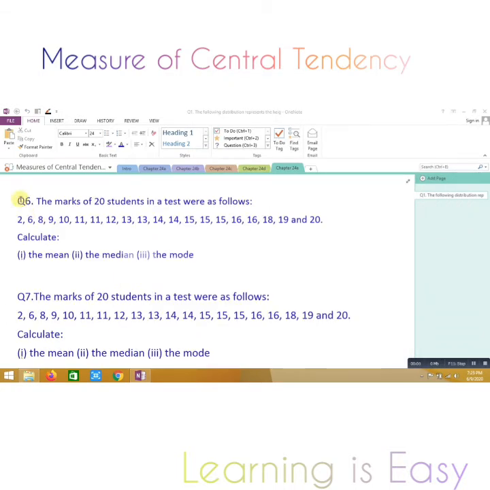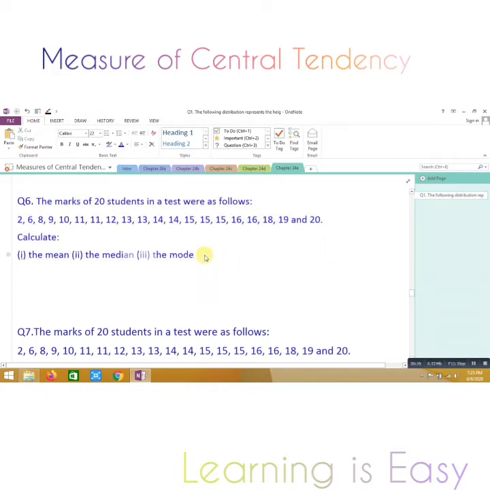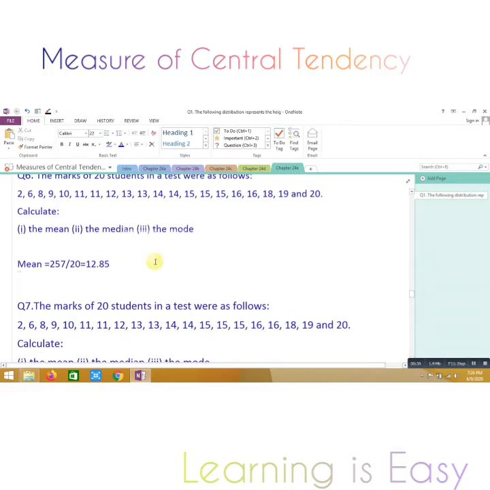Next, question 6 is marks of 20 students are given below. We need to find the mean, median, and mode. This is an easy one, like all previous exercises. So mean equal to, we need to sum all 2 plus up till 20, so that makes 257 divided by total number of students, which is 20. So that gives a mean of 12.85.